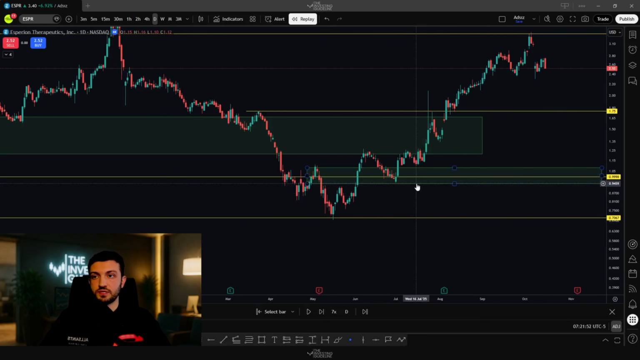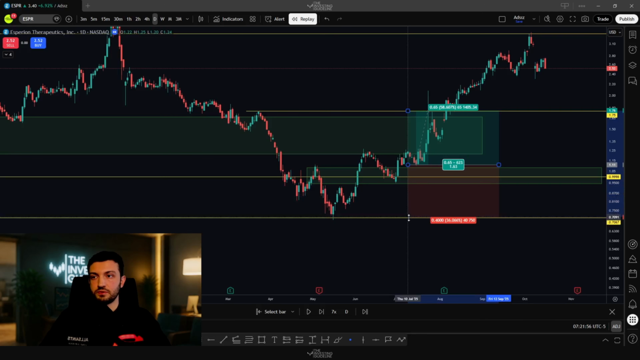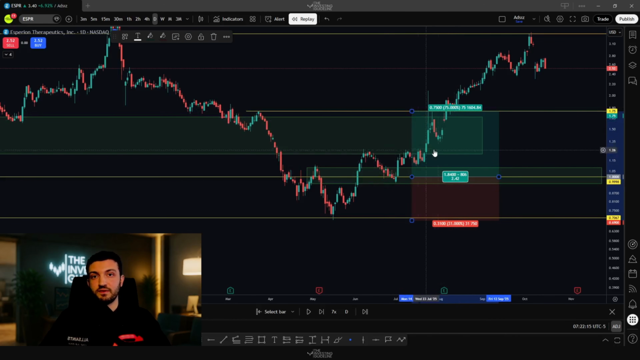And this is how your setup should look like. Our stop loss is previous low, our entry is this box, and our target is this specific high on a daily chart. This was 75% up movement. So let's go to our next example.